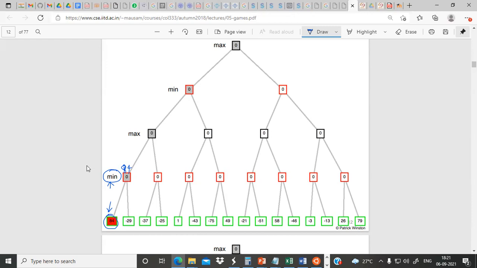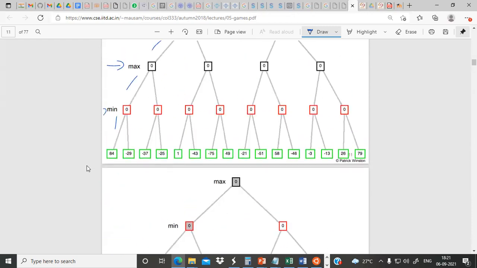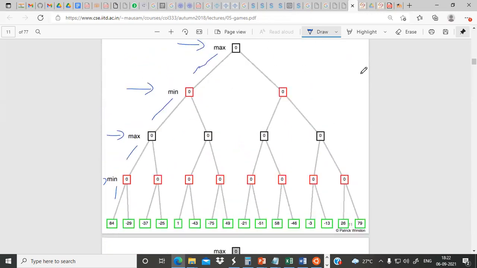Let us try to understand what is backing up. See, at this point, all are zeros. If you see min, max, everything other than the leaf is 0. But now the minimax algorithm, how it works: from the root, it will go down to the leaf level. First it will take the leftmost path and check what it is. The leftmost node is 84.